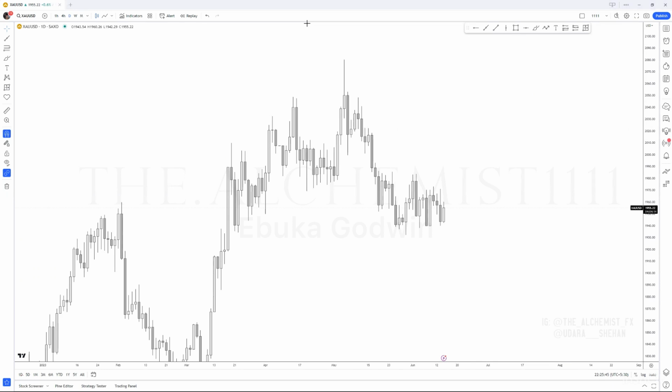Yeah, I have a question. When you talk about candles closing, how much does it have to close by? Like if you close by 1 pip, does that count as a proper rejection? Yeah, it's still a rejection.